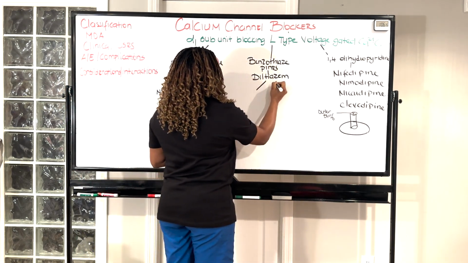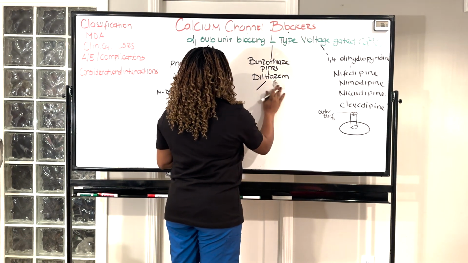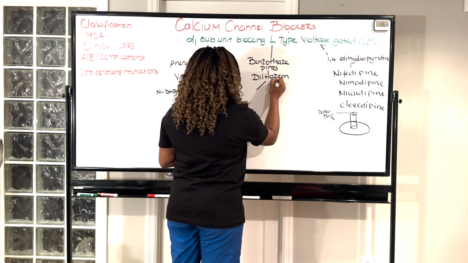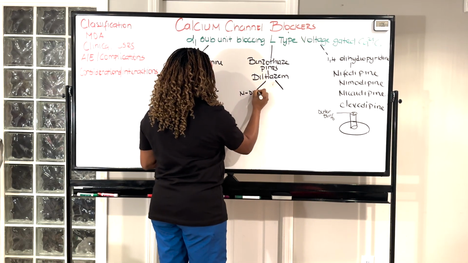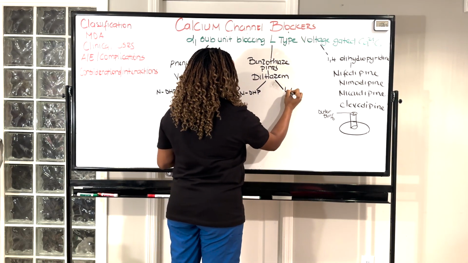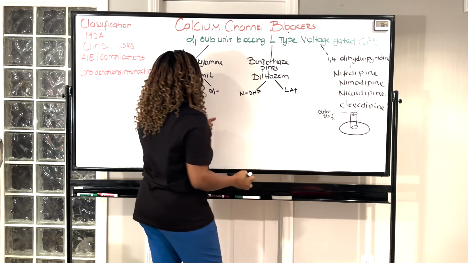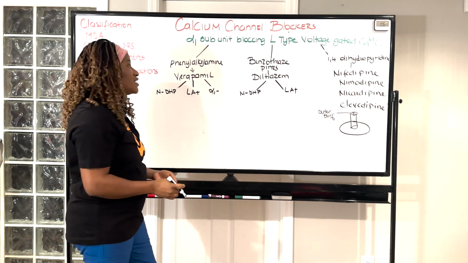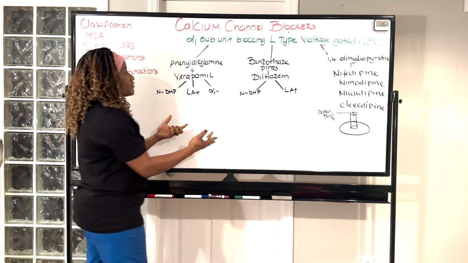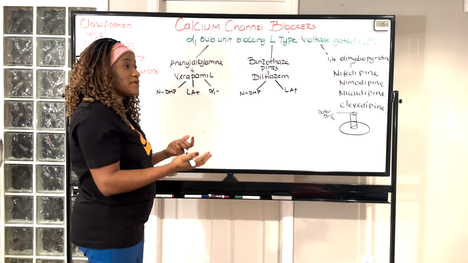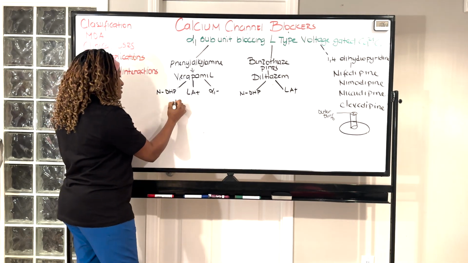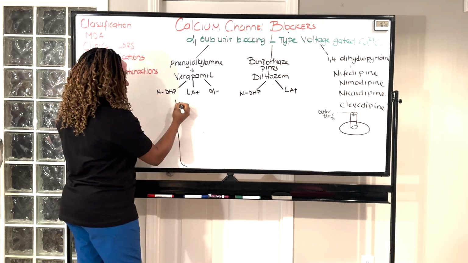So diltiazem is also going to be considered a non-dihydropyridine and also has local anesthetic property, not just the alpha-1. Both of these non-dihydropyridines are going to act on different parts of our body. So let's see how they act.